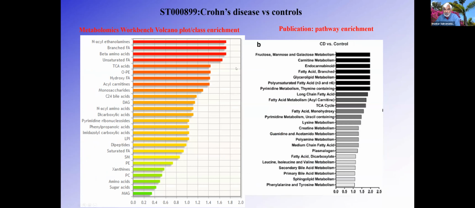Here is again more of the Crohn's disease. For example, these are all the highly changed or differential lipids that are present: N-acylethanolamines, branched fatty acyls, etc. And then you can look at pathways. This can be translated in the workbench into pathways. For example, many of these translate into galactose, fructose, mannose metabolism, carnitine metabolism, endocannabinoid metabolism, etc. So you can map it into pathways.